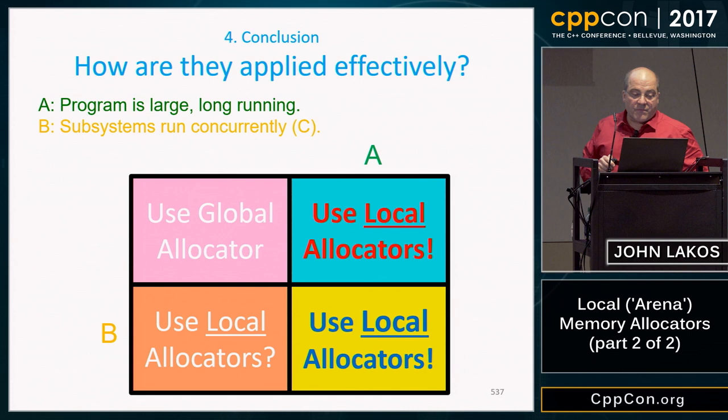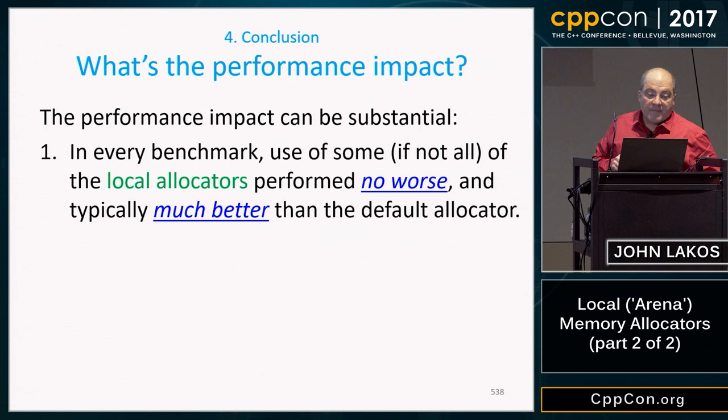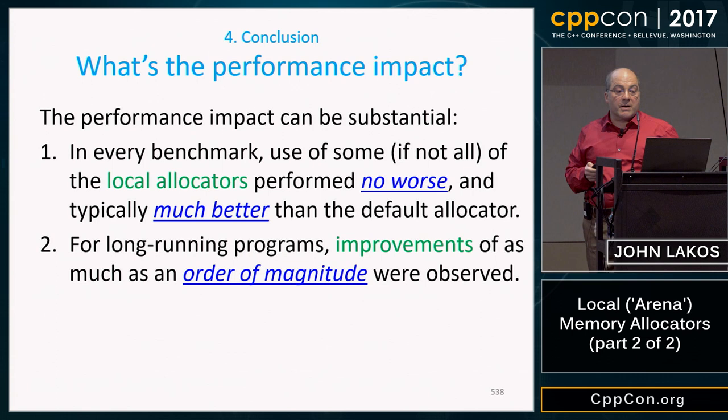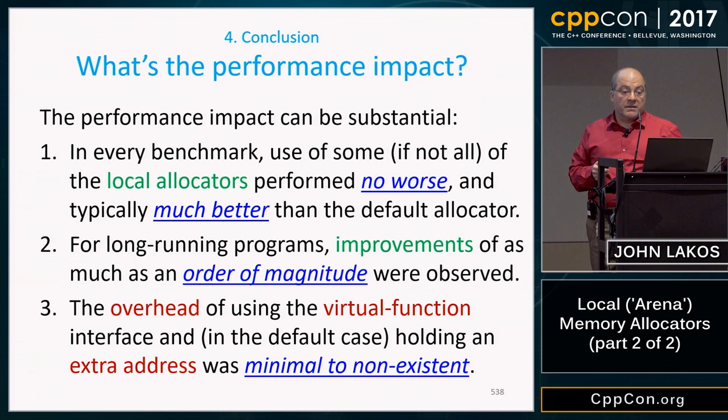and say, in every benchmark, pretty much local allocators are good for long-running programs. Improvements can be an order of magnitude. The overhead of using a virtual function interface in many cases is non-existent.